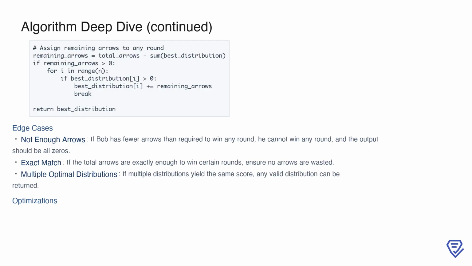There are a few edge cases to consider. If Bob has fewer arrows than required to win any round, he cannot win any round, and the output should be an array of zeros. If the total arrows match the exact requirements to win certain rounds, ensure no arrows are wasted. Additionally, if multiple distributions yield the same maximum score, any valid distribution can be returned. Optimizing this process further could involve dynamic programming or other heuristics to reduce computational complexity while maintaining accuracy.